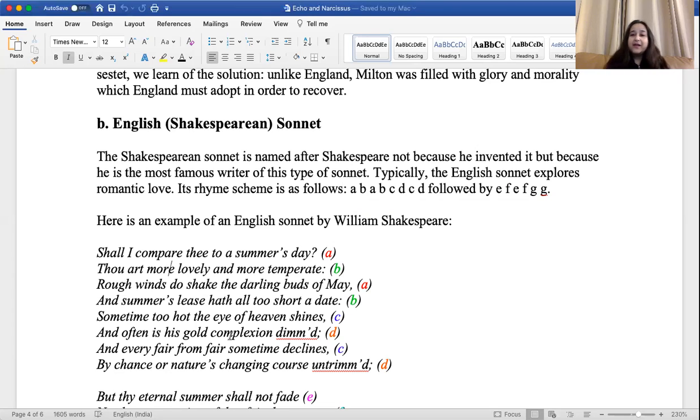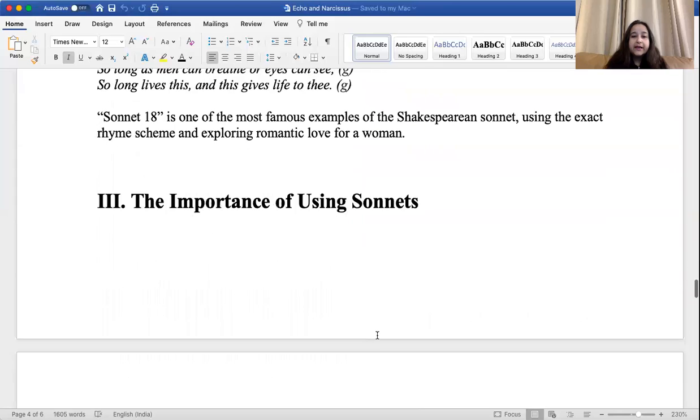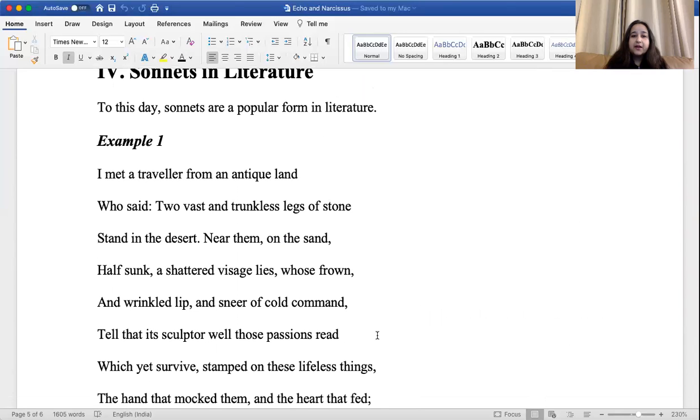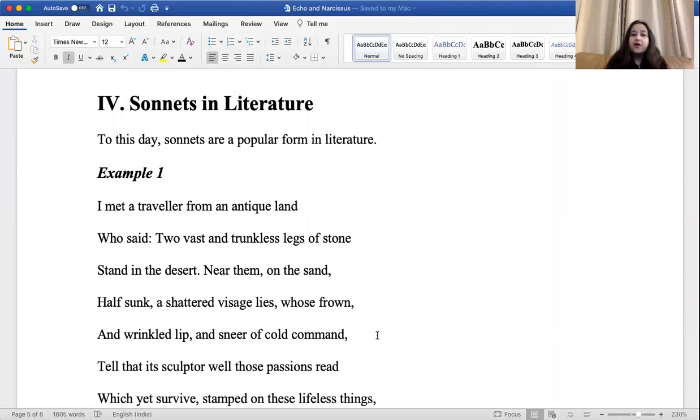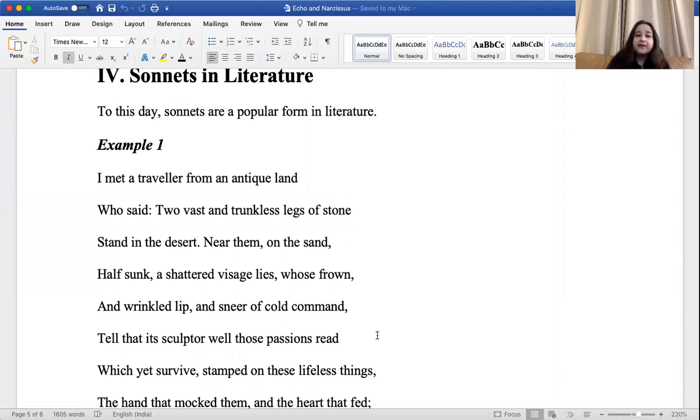So again, please do go through this poem, and I'm just showing it here for you. You can even Google it. And then there's this very famous poem called Ozymandias. So I met a traveler from an antique land who said, two vast and trunkless legs of stone.